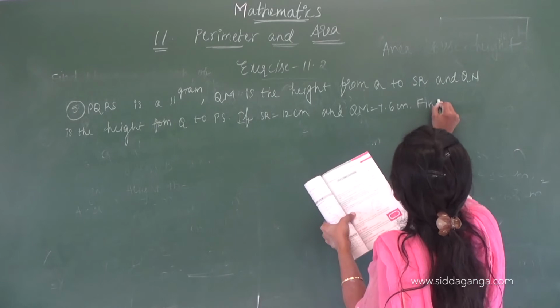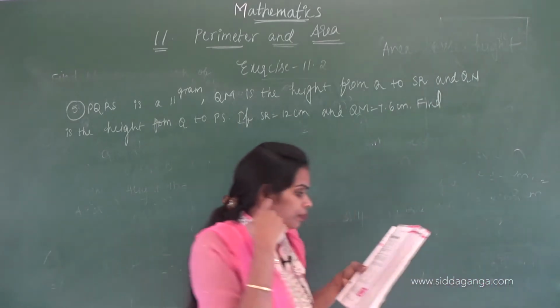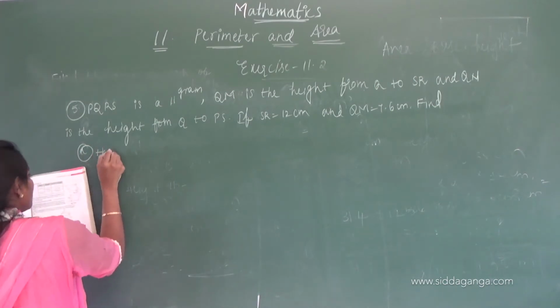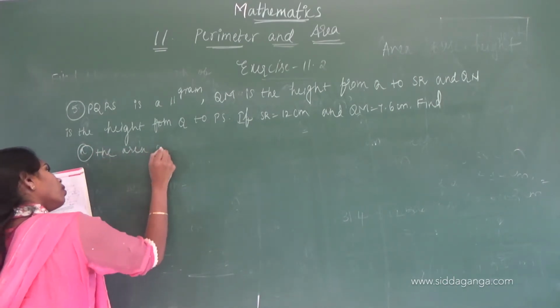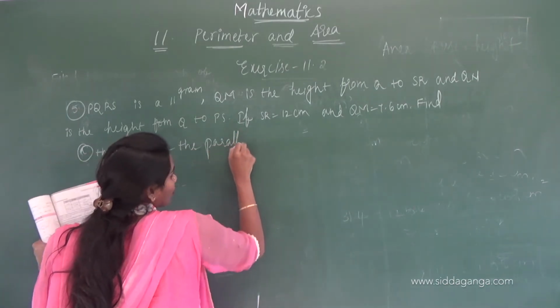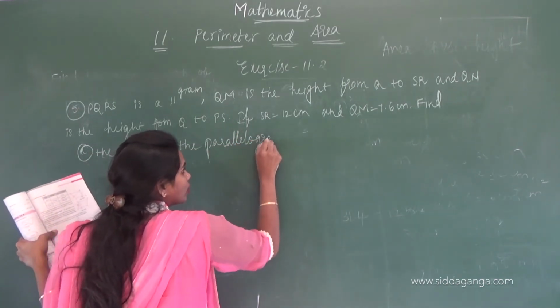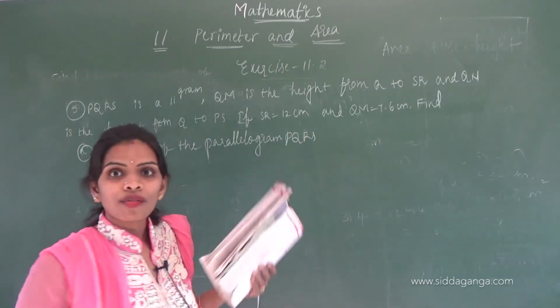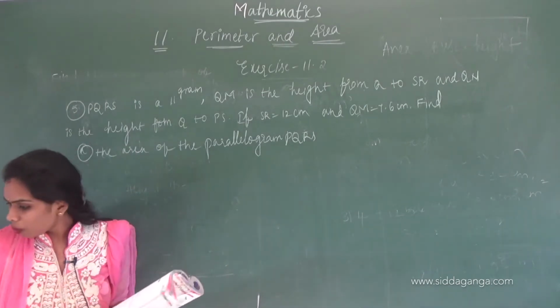Fine. A and B questions are there. A question is the area of the parallelogram PQRS.